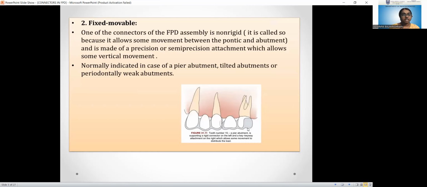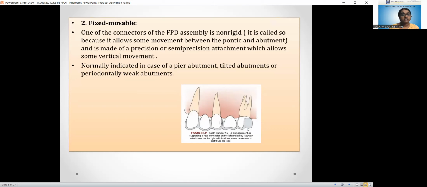So coming to the next type, that is the fixed movable. In this case, one connector of the FPD is non-rigid. That means it allows some vertical movement. So usually we use a precision or semi-precision attachment which allows some vertical movement. And it is called a non-rigid connector because it allows some vertical movement between the pontic and this abutment.